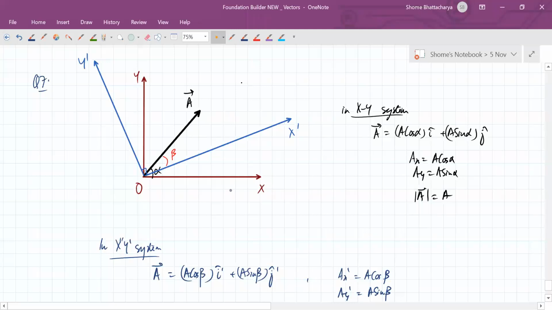Okay. So you can see by changing the coordinate frame, changing the orientation of the coordinate frame, what has happened? The components have changed. But what about the vector? It's not changed. The vector A is the same. It is of same magnitude. It is drawn in the same way. But only the way we are expressing it in component form is changing. So that is how we answer this question.